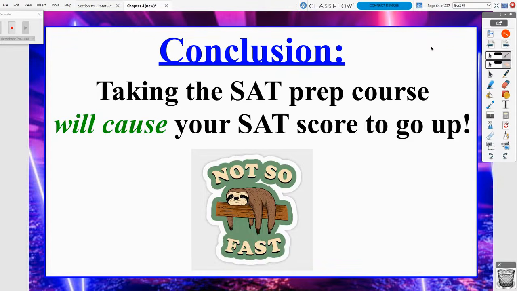So is our conclusion that taking the SAT prep course will cause your SAT score to go up? I mean, that's what we can conclude, right? Taking this course, there was a 150 point difference between the two groups. But we can't automatically assume that that's true.